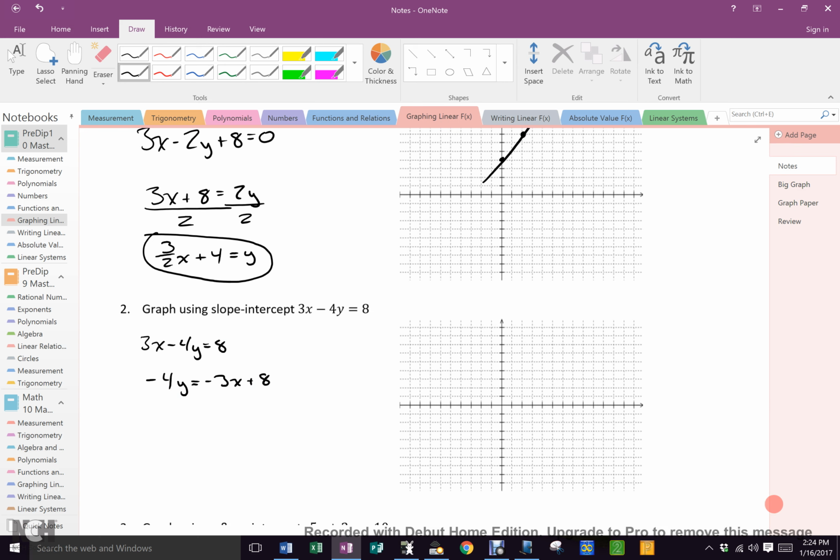You don't have to move the y first, Elma. Trust me. What would you do now? Divide by what, Scarlett? Negative 4, negative 4, negative 4. What happens to these 4s? Cancel, and I'm left with y. Is y by itself now? Am I happy? Okay. Negative divided by a negative, what happens there? Positive 3/4 x. And 8 divided by negative 4? Negative 2. And then I graph.